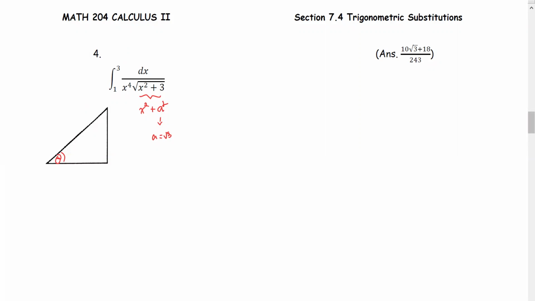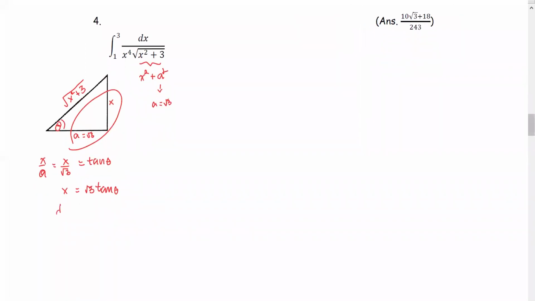We see the pattern of the sum. That means both A and B are the shoulder legs of the right triangle. X as the opposite, A as the adjacent. The hypotenuse is the square root of x squared plus square root 3 squared, which is 3. The relationship of x and A, x over A, or x over square root 3 equals the tangent theta, or x equals square root 3 multiplied by the tangent theta. The differential dx equals square root 3 multiplied by the secant squared theta d theta.